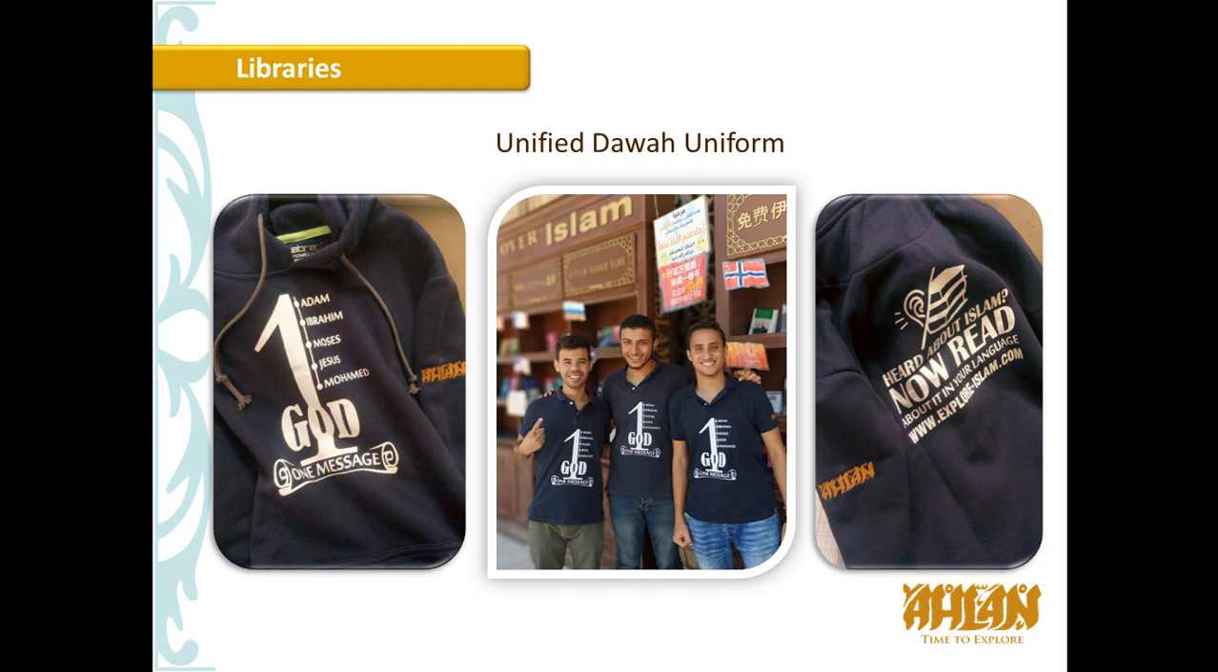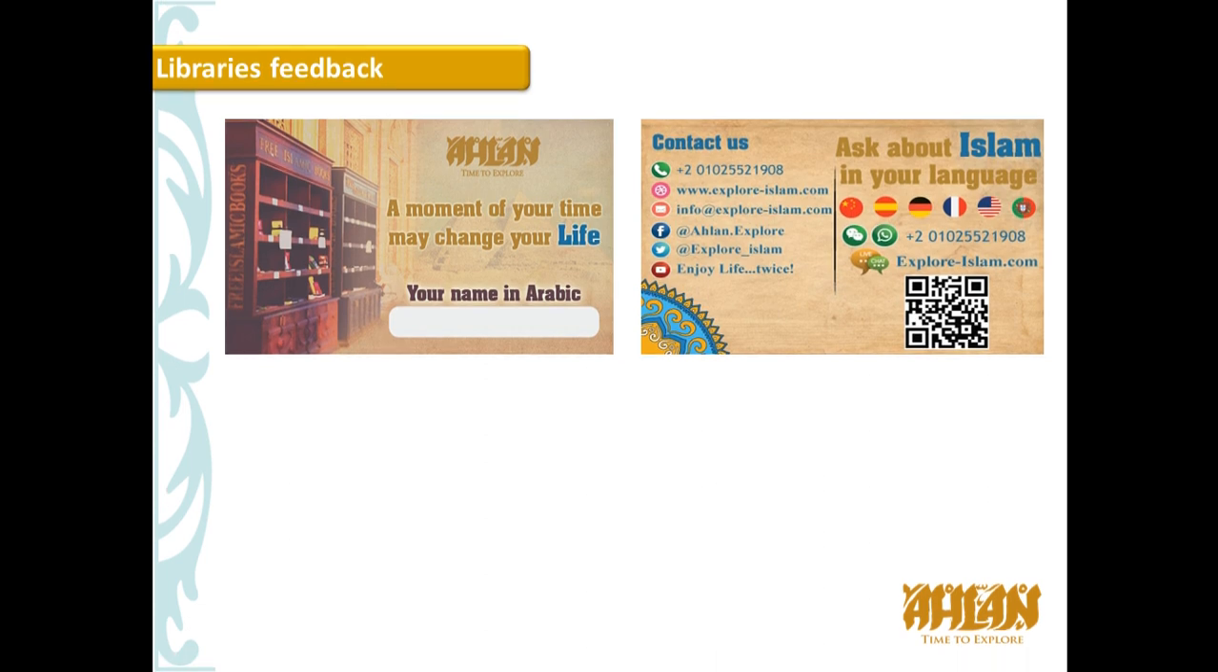We even have a unified Dawah uniform. As you can see, what's printed on it is "One God, One Message", and the names of the prophets: Adam, Abraham, Moses, Jesus, and Muhammad, peace be upon them all. And at the back: "Heard about Islam? Now read about it in your language, exploreislam.com." And of course, having a unified da'wah uniform helps many in da'wah, and is a source of attraction to the tourists. We have, alhamdulillah, positive feedback.